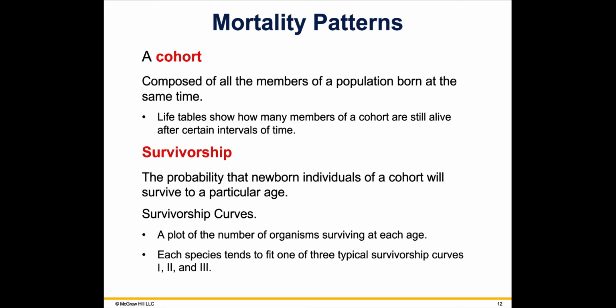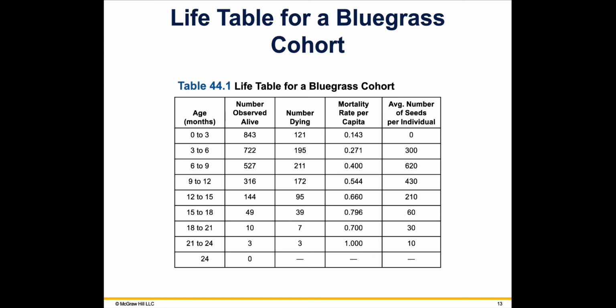And we make a life table to show how many members of the cohort are still alive at certain intervals. So let's take a look at that and then we'll come back. Here is a cohort of bluegrass. So we've got this 0 to 3 months. This is how many I have alive. This is how many have died. Then I can calculate the mortality.